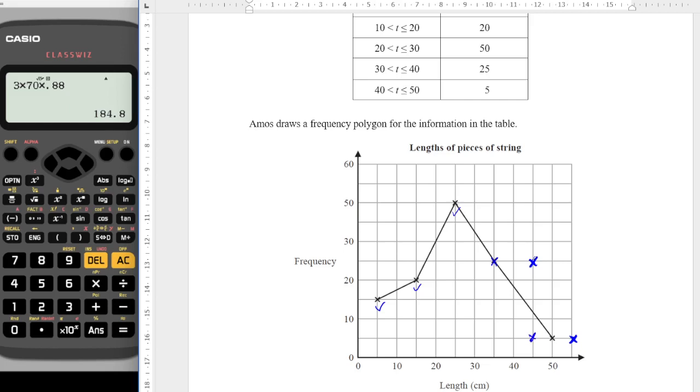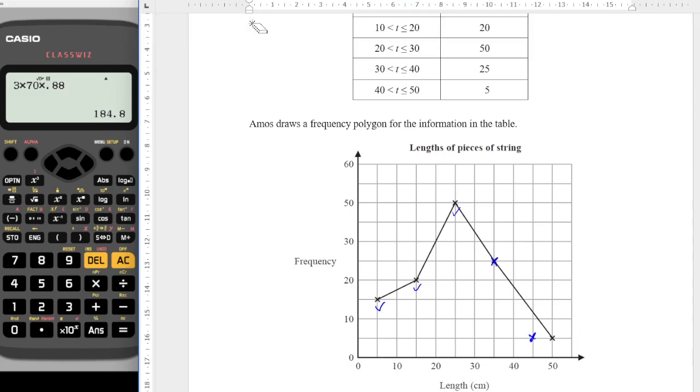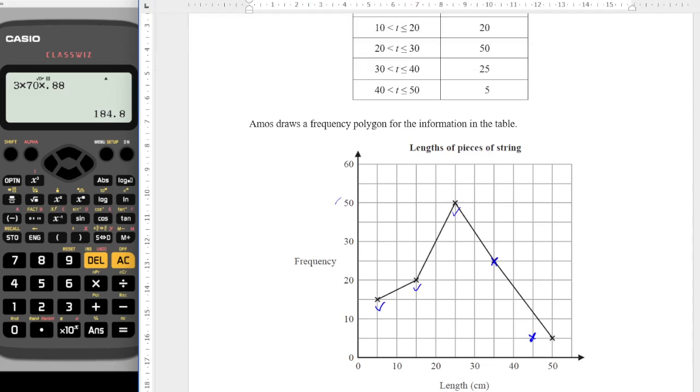So let me just actually erase my mistakes. So I disagree with where this one has been plotted. And then if we look for the other one, let's check our scales. Length 0, 10, 20, 30, 40, 50. I agree with that. Then if we go 10, 20, 30, 50. So we're missing 50 from here. Sorry, we're missing 40 from here. And actually these are in the wrong place. So that's my two mistakes.